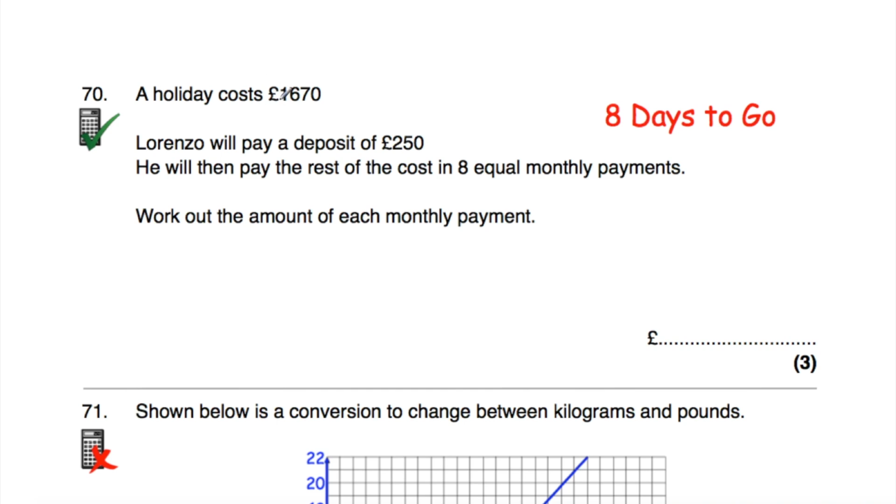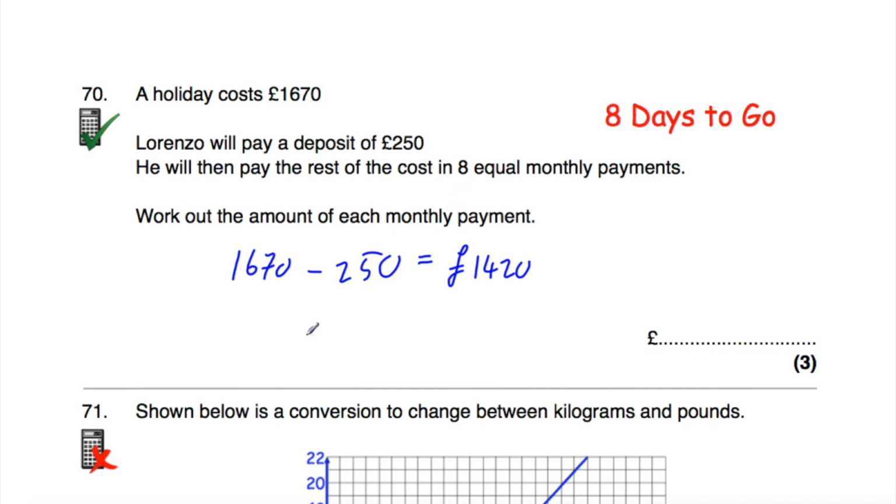A holiday costs £1,670 and Lorenzo pays a deposit of £250 and then he pays the rest of it in 8 equal monthly instalments. So if we take away the deposit, we can then see how much he pays in the monthly instalments and then we can divide by 8. So let's do 1,670 take away 250, and it's a calculator question, that's equal to 1,420.